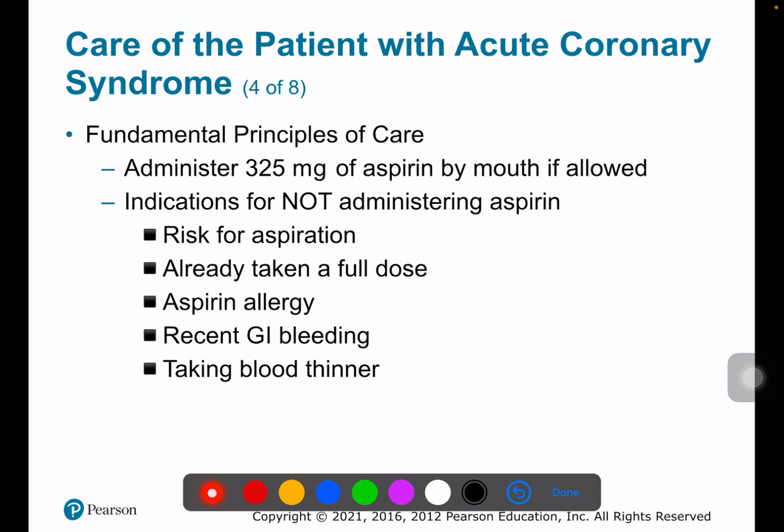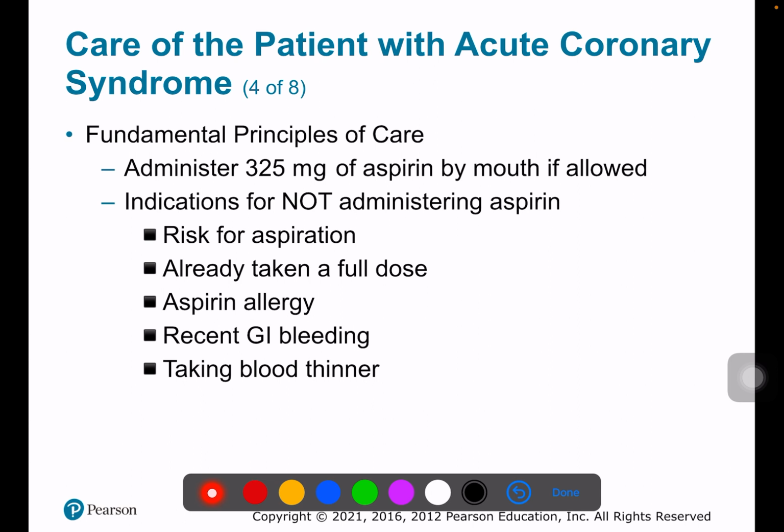You guys, if there's chest pain involved and you suspect a heart attack, give 325 milligrams of aspirin. We carry 81 milligram tablets, so you're going to give up to 4. Indications for not administering aspirin: if there's risk of aspiration, they're nauseous, give some Zofran. Get IV access on these patients, and you can push Zofran to help with that nausea. But if you think they're going to vomit, don't give it. Also don't give it if they've already taken a full dose on their own, if they have a history of taking aspirin prescribed by their doctor, or they're allergic.